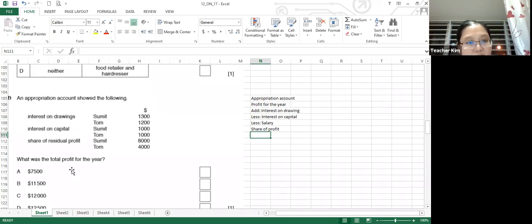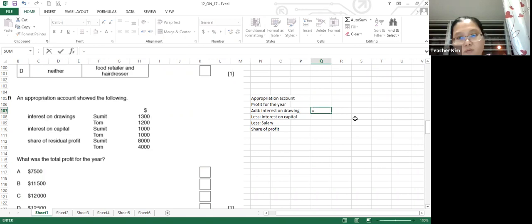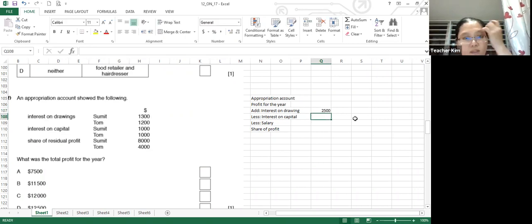In here we have the interest on drawing, total is 2005. So our interest on drawing is 2005. And then our interest on capital 2000. And then our salary, they didn't say, so 0. Our share of profit is 12,000. Okay, which is this total add up. So now to work backward is my profit for the year.